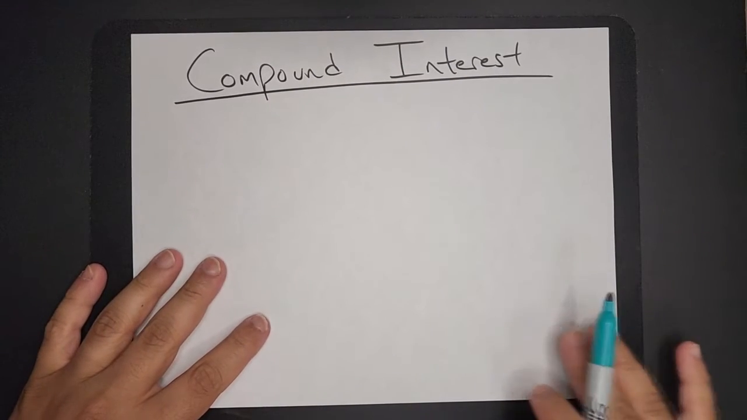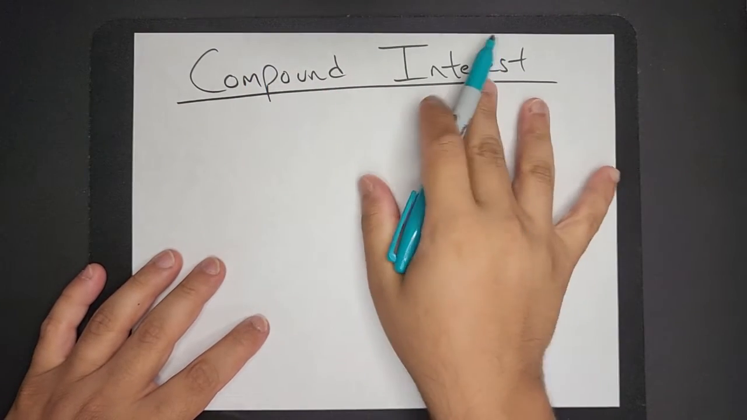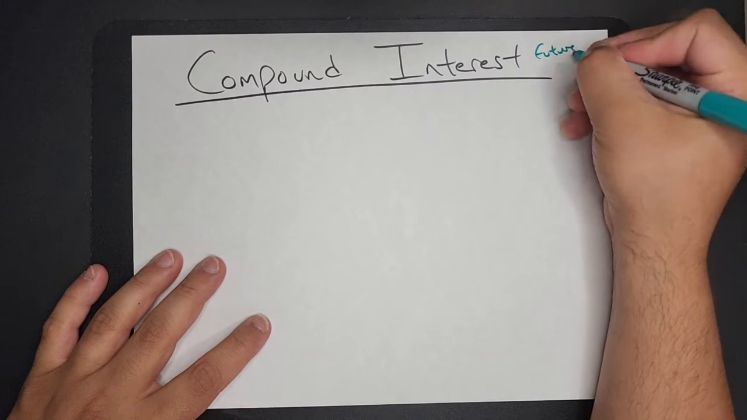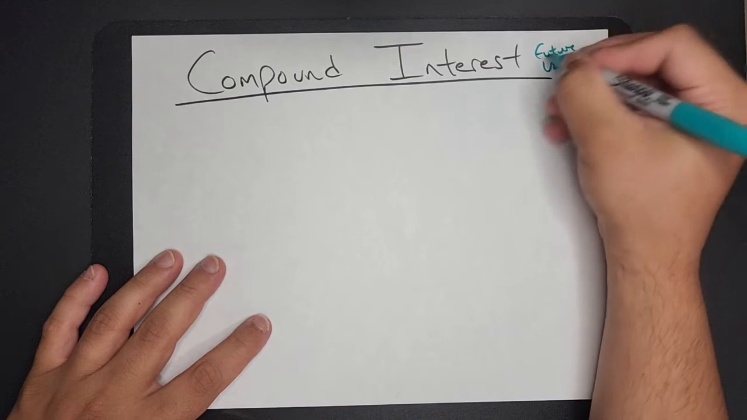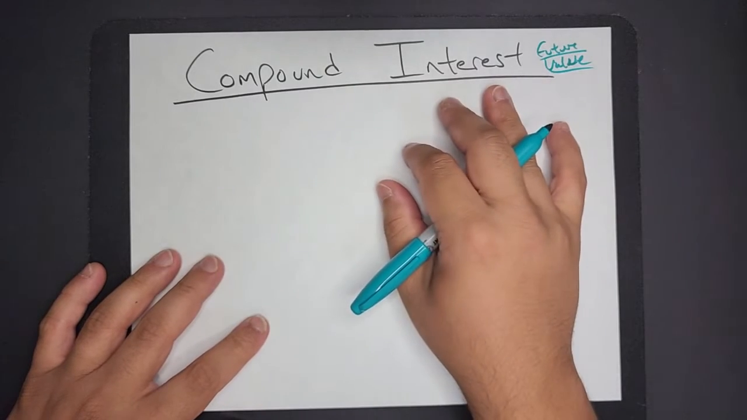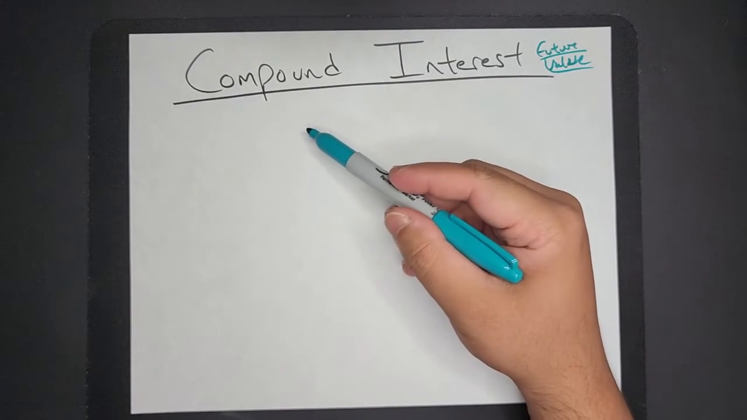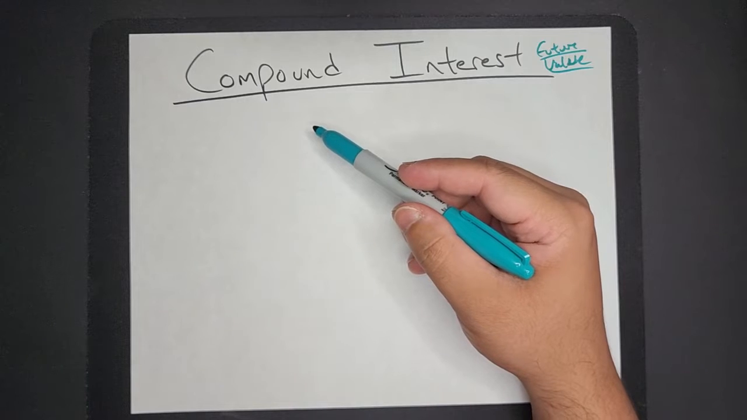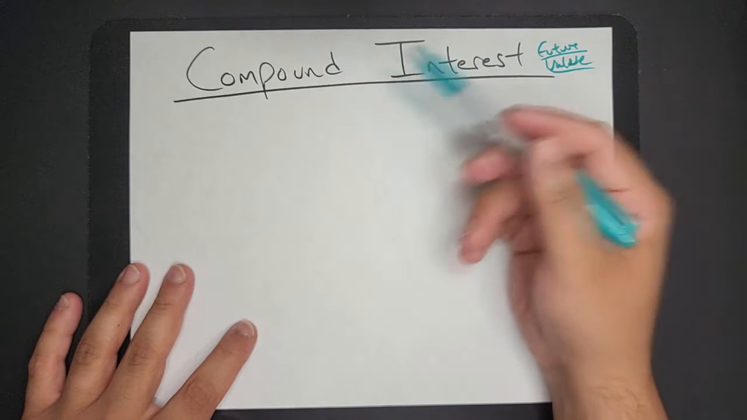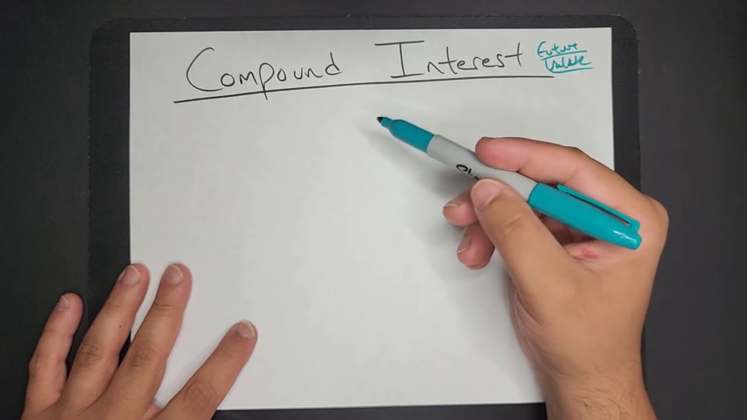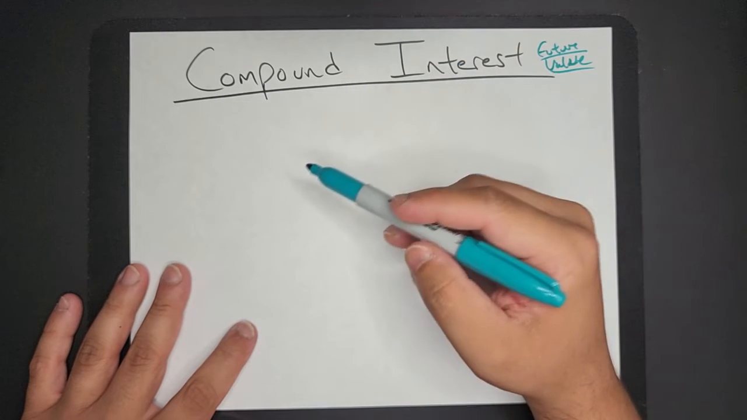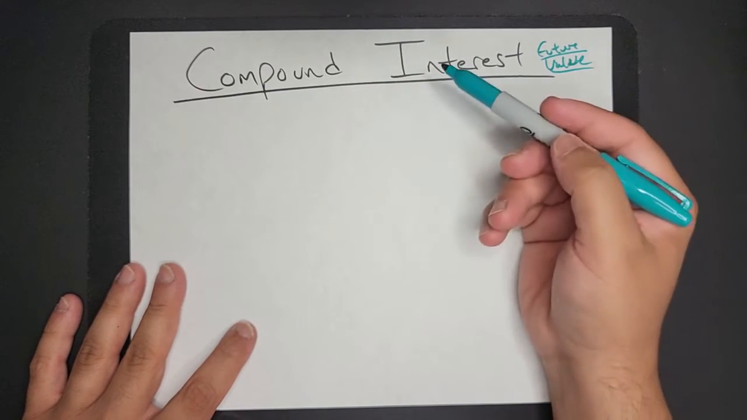Okay, so in this one we're going to be looking at compound interest, or as it's also referred to, future value. So what is compound interest? Unlike simple interest, which is just interest calculated on the principal amount, and that's what is kept the entire time, compound interest is interest that is added to the principal before the new interest is calculated again.